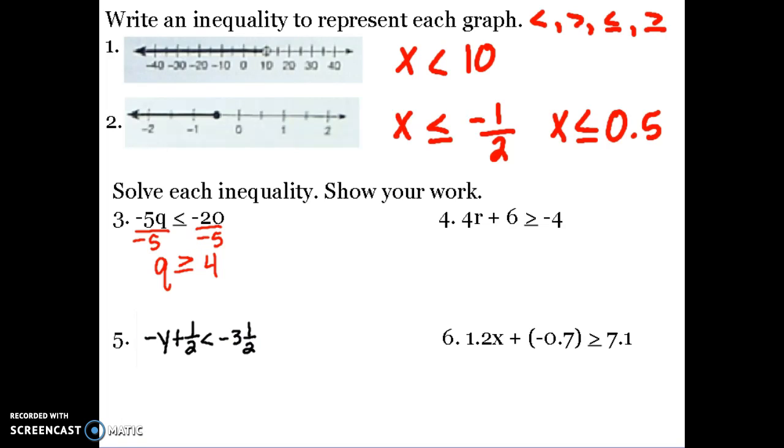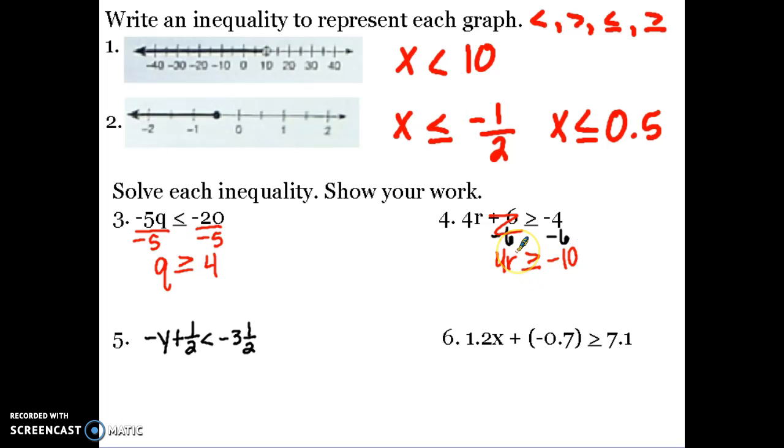Number 4, 4r plus 6 is greater than or equal to negative 4. When you're solving these, you do the opposite of the order of operations. So we're going to add and subtract first. I have plus 6, so to get rid of that, I'm going to subtract 6 from both sides. That leaves me with 4r is greater than or equal to negative 4 minus 6. There's a negative sign in front of both of these numbers, so that gives me negative 10.